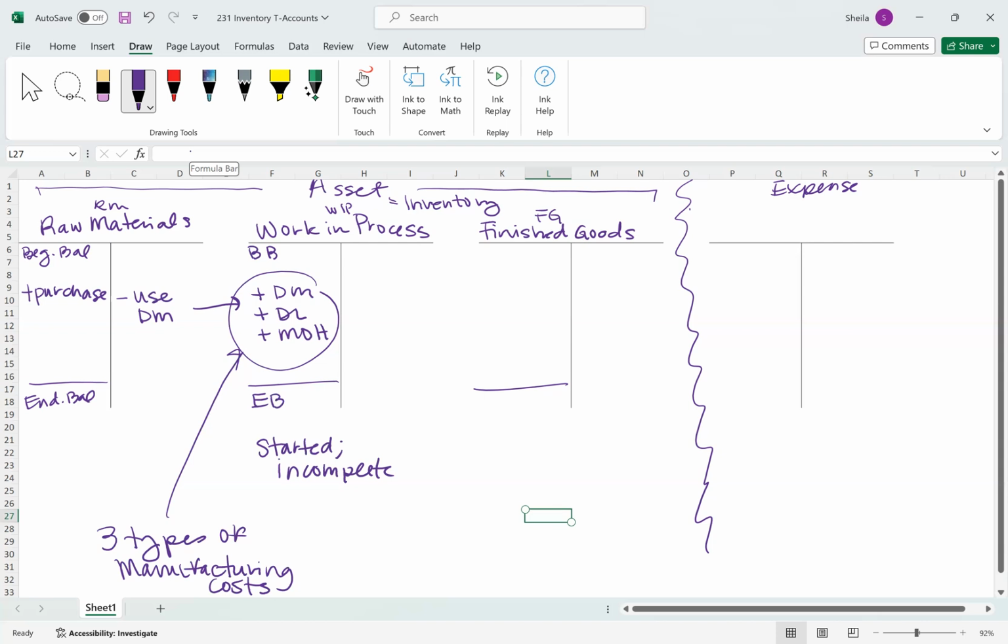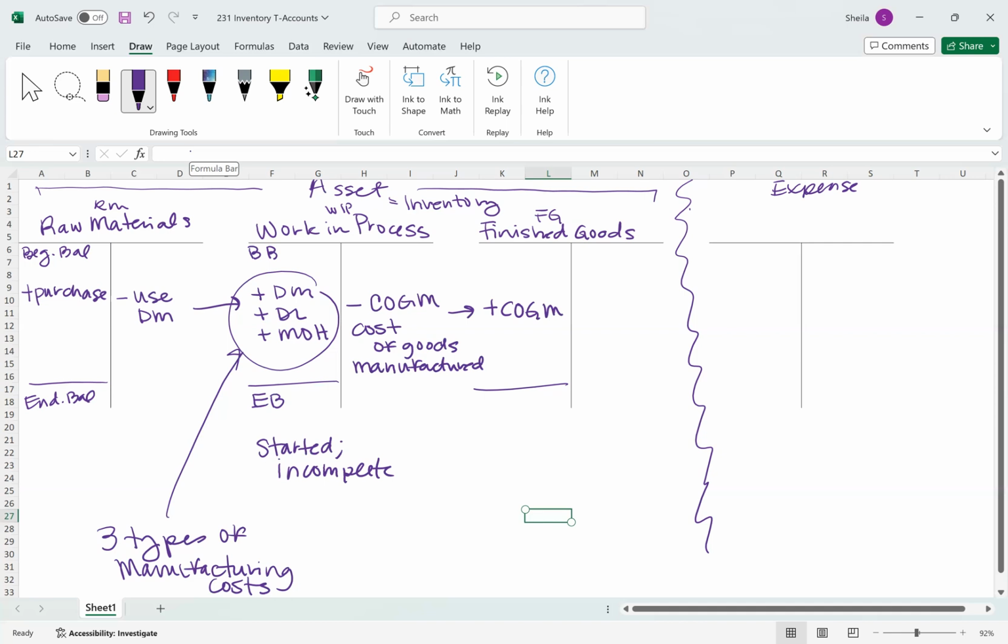So now that we've started our cookies, well, what happens when we finish them and they're ready to be sold? We're going to reduce our work in process account by this thing called cost of goods manufactured. And so as we reduce the work in process account, what that means is we've finished those goods. They're ready to be sold. So that in turn increases our finished goods account.